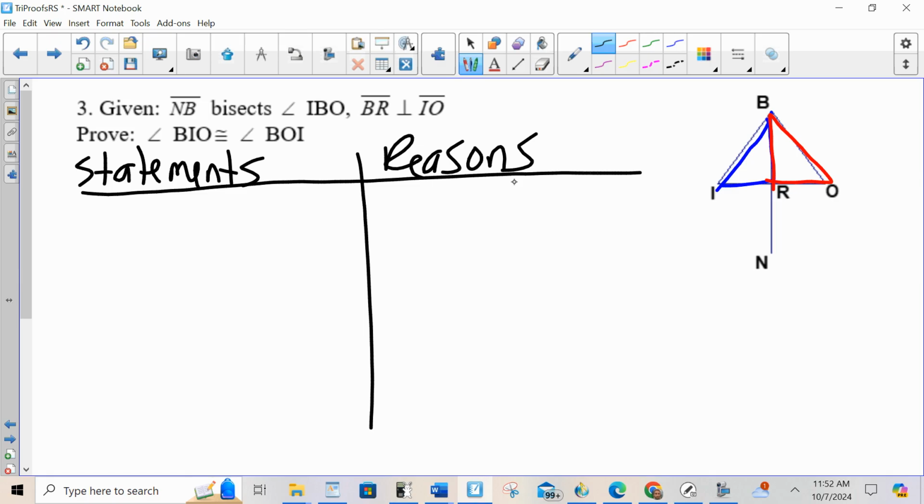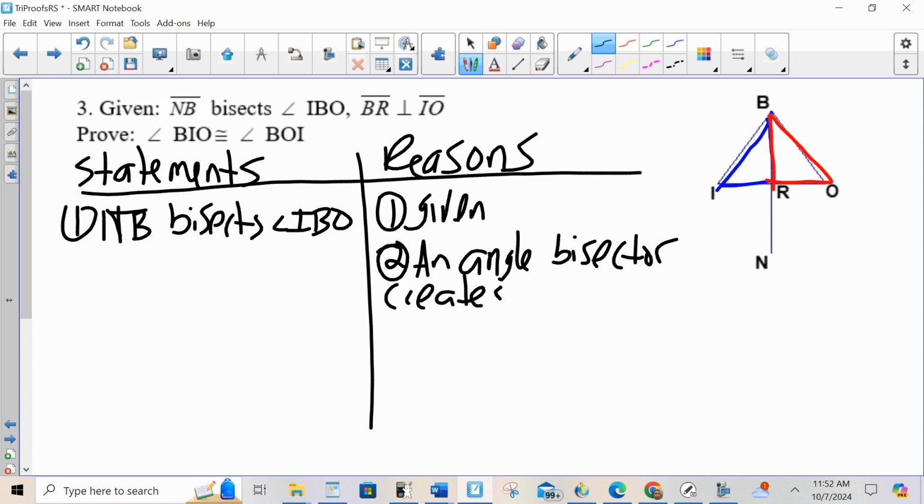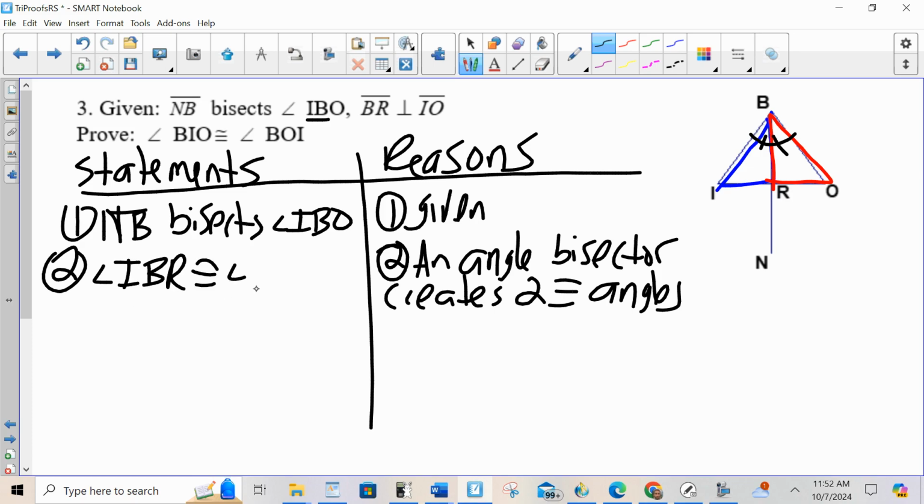NB bisects angle IBO. That's my first given. I take my givens, I do many proofs. NB bisects angle IBO. Given. Well, that's an angle bisector, so I write down my angle bisector definition. An angle bisector creates two congruent angles. So if B is what's being bisected, those are my two congruent angles. I've got angle IBR, and I've got angle OBR. I've got one pair of things congruent.